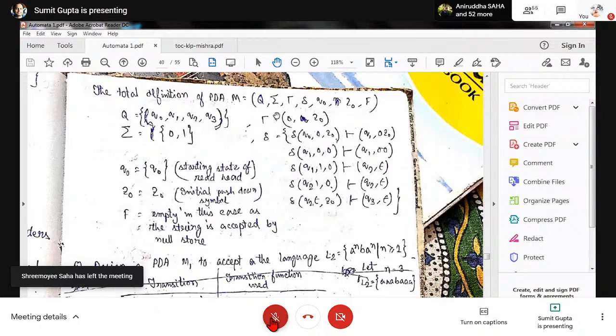And this gamma, what was the meaning of gamma? What did gamma contain? The set of symbols to be put inside the stack.